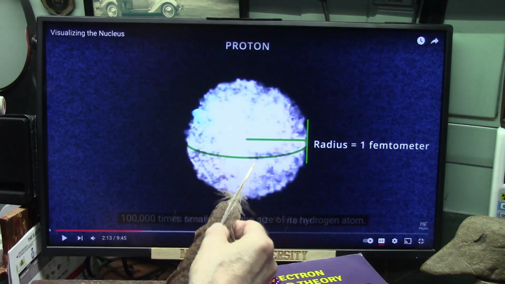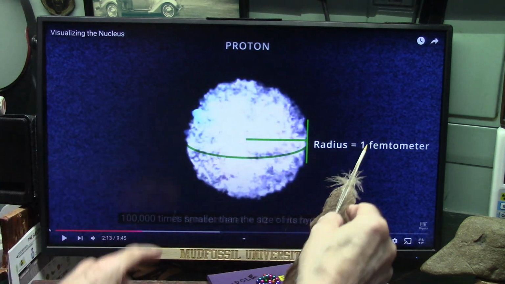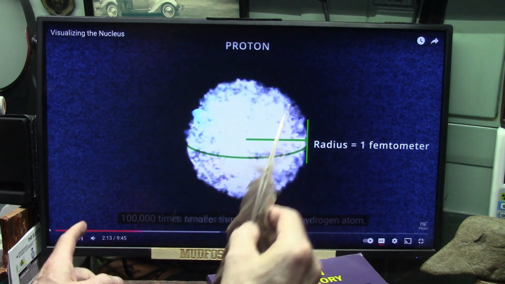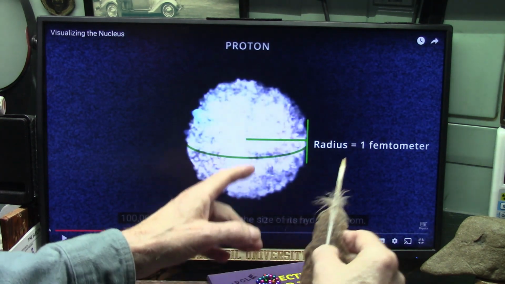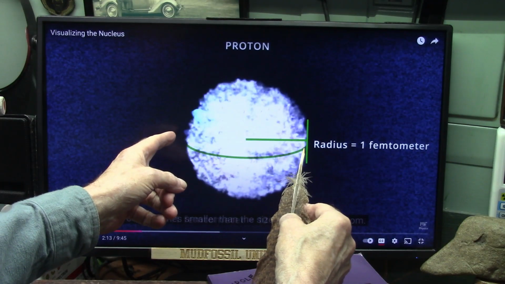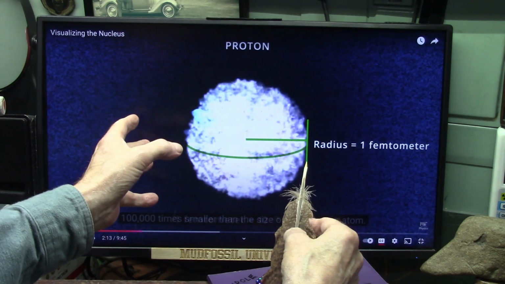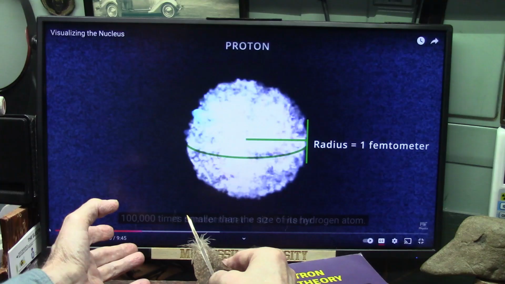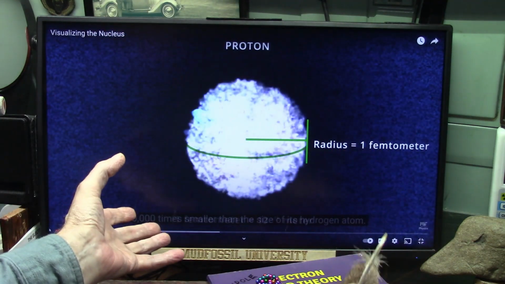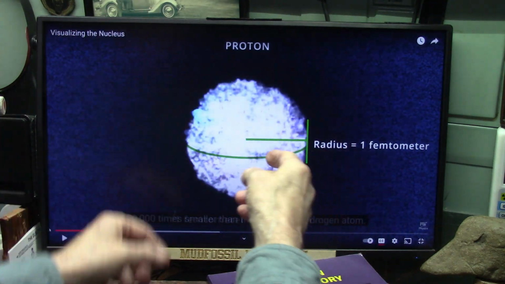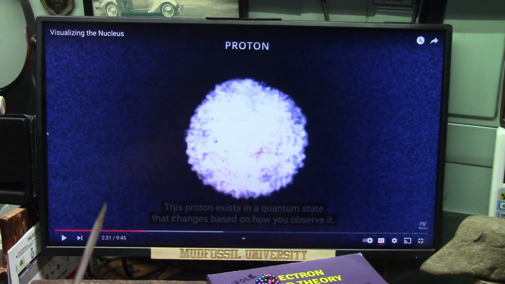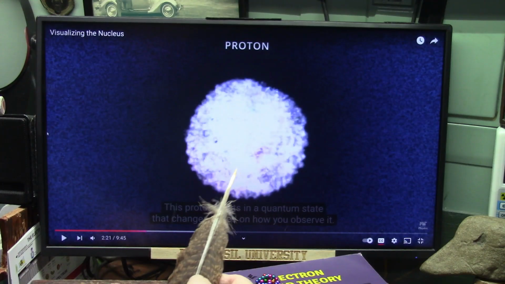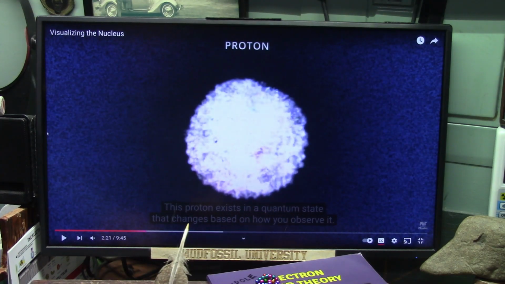They say that the proton has a radius of 1 femtometer, which is 100,000 times smaller than the size of a hydrogen atom. So they say the proton is 100,000 times smaller than the size of the hydrogen atom. Well, where's all that rest of the... Because a proton is supposed to be the building block of hydrogen. All right, see, this is where it gets spooky. It says the proton exists in a quantum state that changes based on how you observe it.